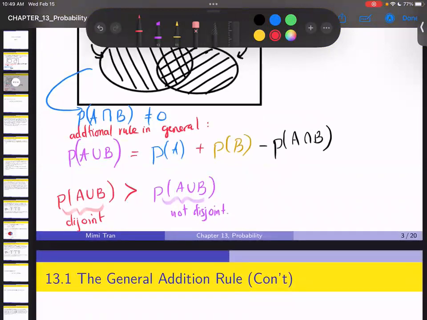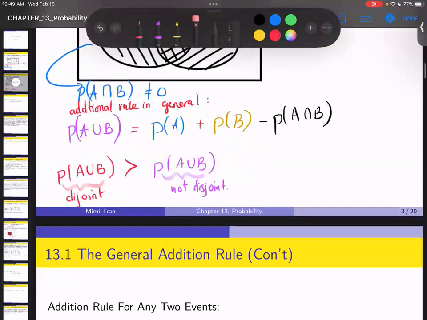And it makes sense. Actually, for the addition rule, you can write it like this: P of A plus P of B minus P of A intersection B. But we talked about P of A intersection B being 0 for disjoint events, so we just don't write it. That's why for disjoint, we only care about the first two. So we can remove that.